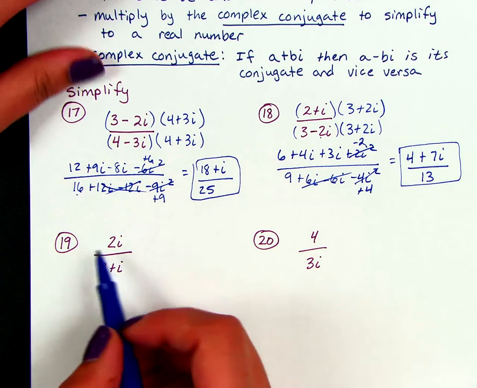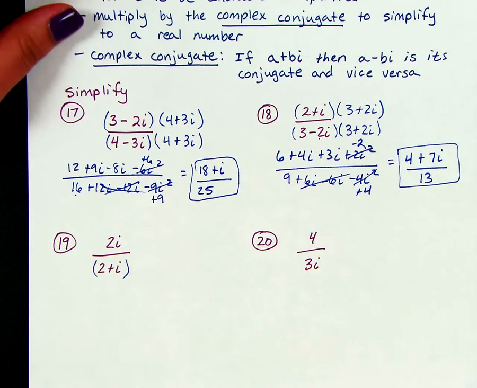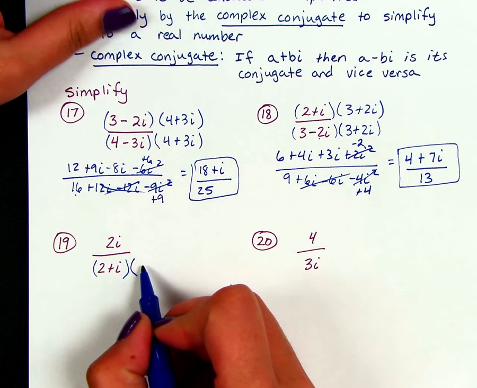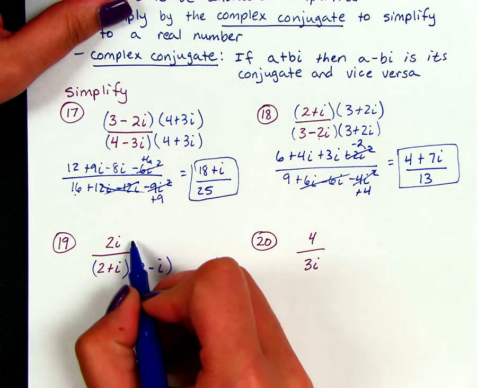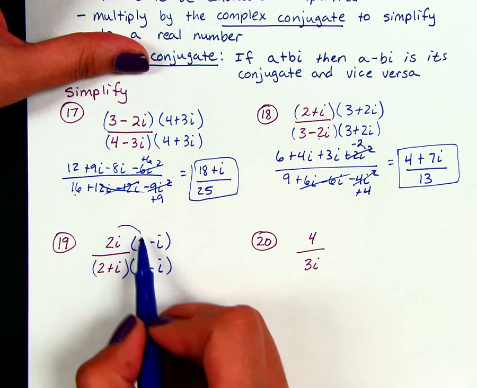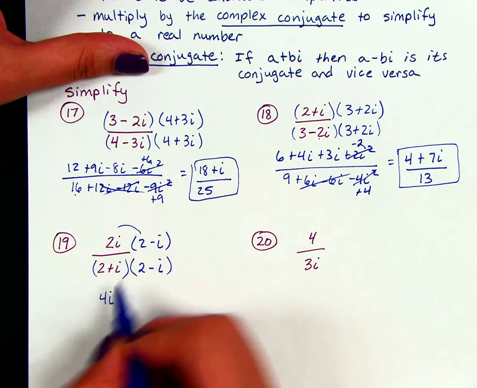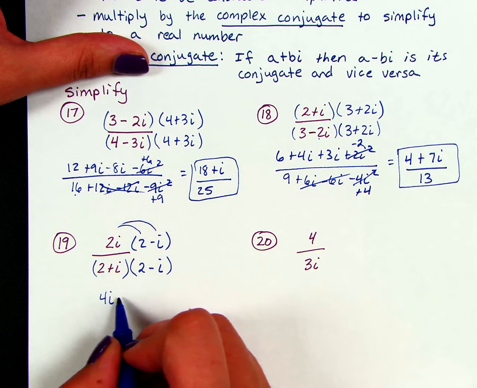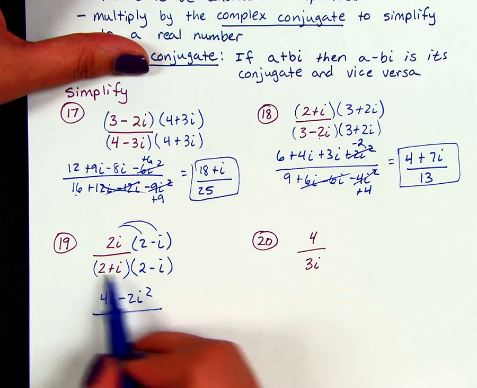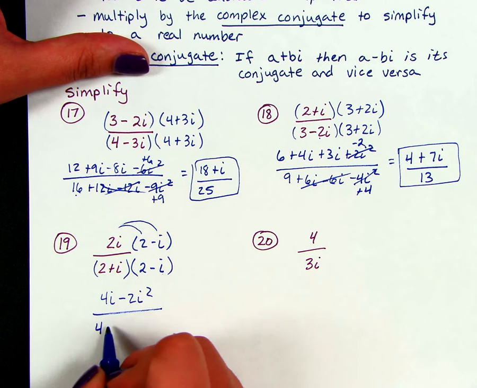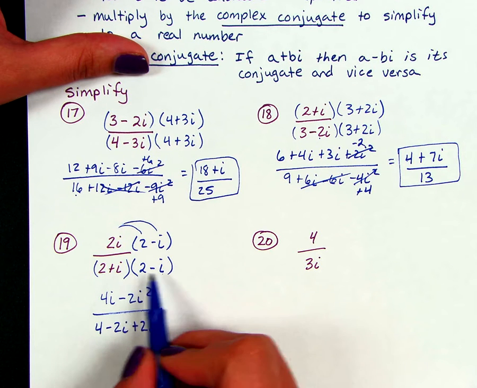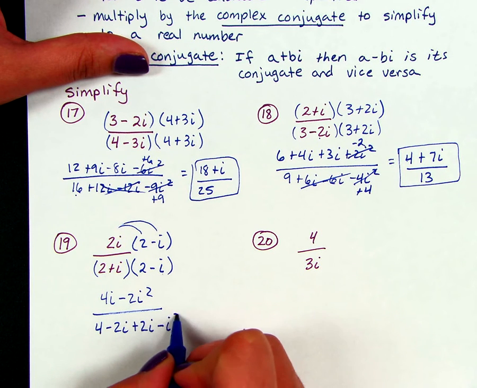All right, next problem. So again, I'm going to put parentheses around the denominator. The numerator doesn't need one because we only have one term. So our complex conjugate is going to be 2 minus i. So in the numerator, we're just distributing this time. So 2i times 2 is 4i. 2i times negative i is negative 2i squared. Denominator, we have to FOIL. 2 times 2 is 4. 2 times negative i is negative 2i. i times 2 is positive 2i, and i times negative i is negative i squared.